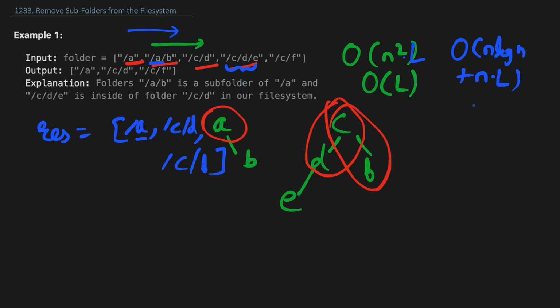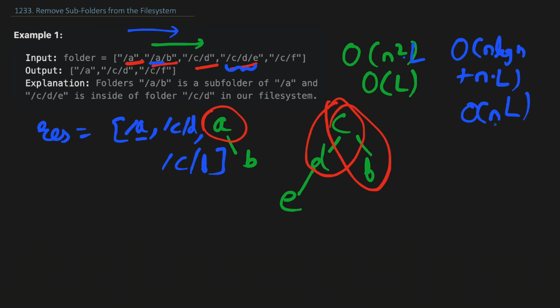And in terms of space complexity, we are storing this list. So because of this, the space complexity is O of n into L, where n is the number of words and L is the average length of each word. Because in the worst case, all the folders can be parents and they all have to be stored in the answer list. So that's it.